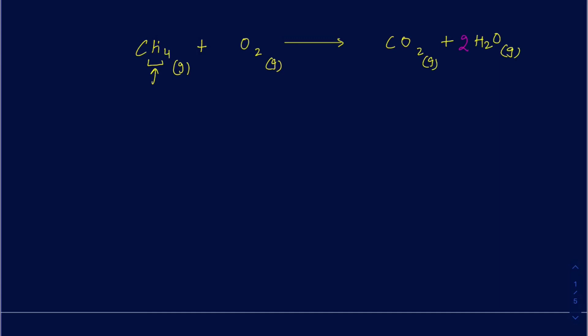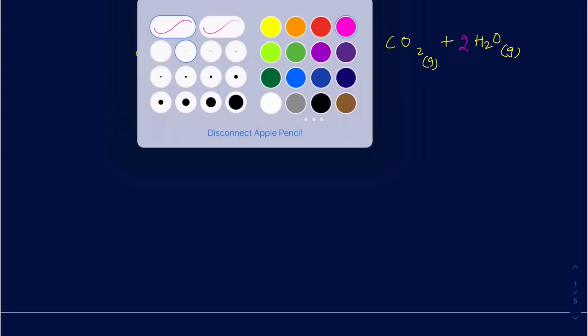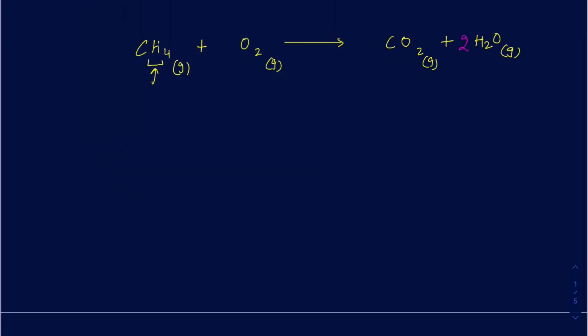Okay, so when you do that, the hydrogens are balanced. Now let's focus on the carbons. How many carbons do you have on the reactant side? I got 1 carbon here, okay, and I got 1 carbon on the product side. So your carbons are already balanced, so you don't have to worry about balancing the carbons, okay.